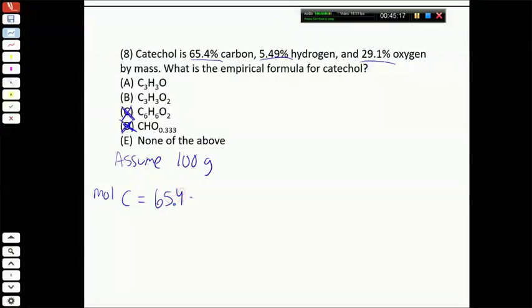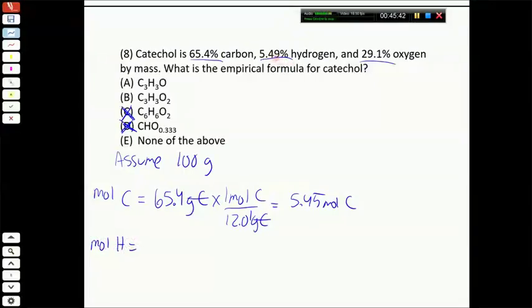So the moles of carbon, we're going to have 65.4 grams of carbon. That's the mass percent of carbon, which in 100 grams would mean there's that much carbon. And we just convert to moles using the atomic mass. In this case, for carbon, it's 12.01. So this substance is going to have 5.45 moles of carbon. We do the same thing for hydrogen.